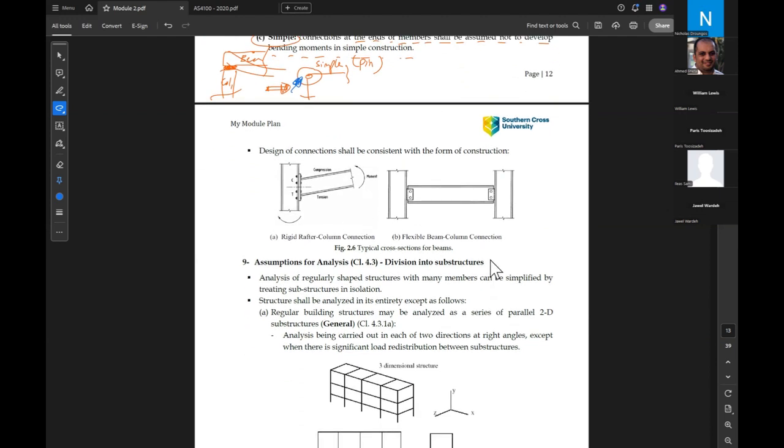Okay, the design of the connection shall be consistent with the form of construction. So if you assumed the connection between this rafter and this column is rigid, the design of the connection should be rigid like that. If you assumed the connection between these two columns and rafter are pin or simple, the structure in real life should consider this.